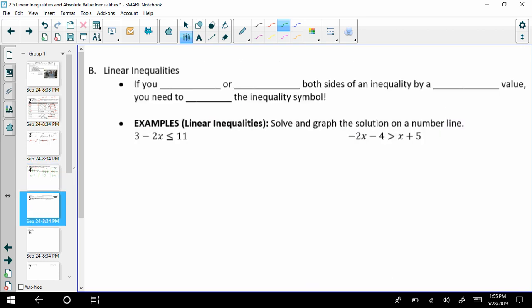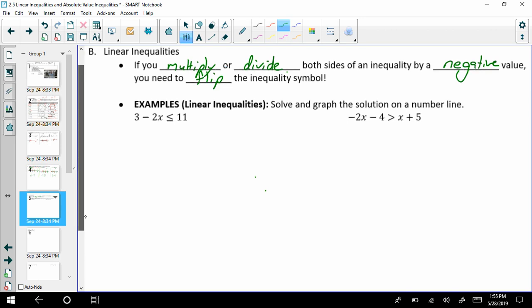All right, now we'll kind of speed some things up here. If we're solving inequalities, we solve them the same way we would an equation. There's one catch. If you multiply or divide both sides of an inequality by a negative value, you need to flip the inequality symbol. We'll talk about that when we come across it in an example.